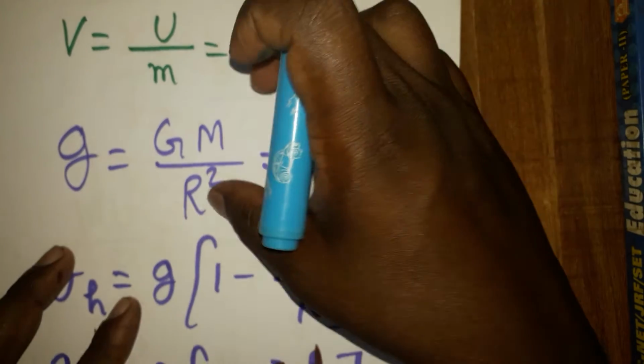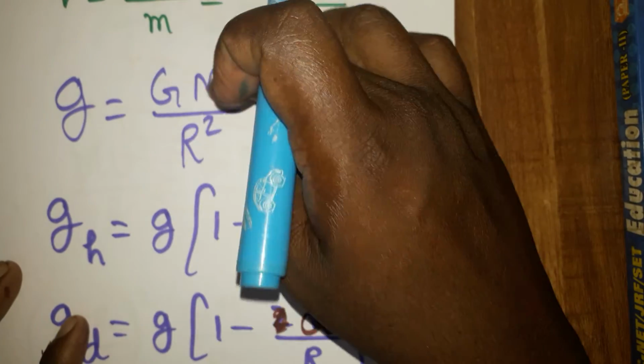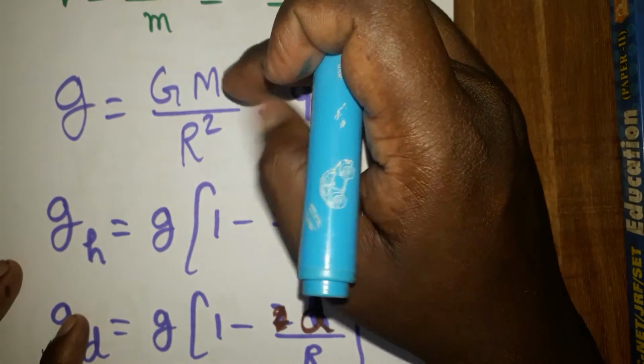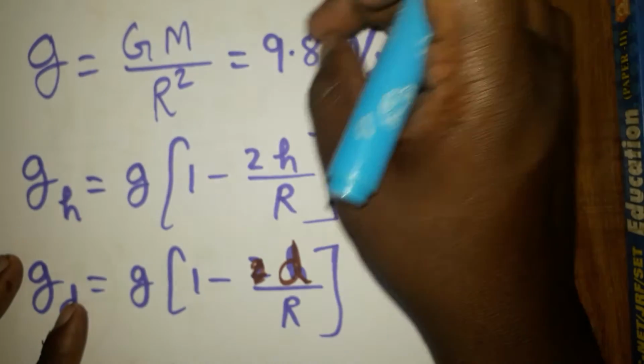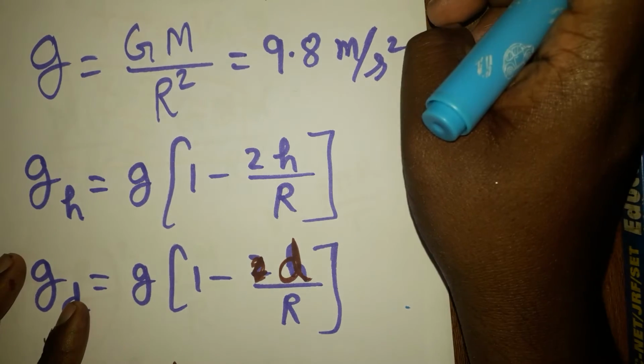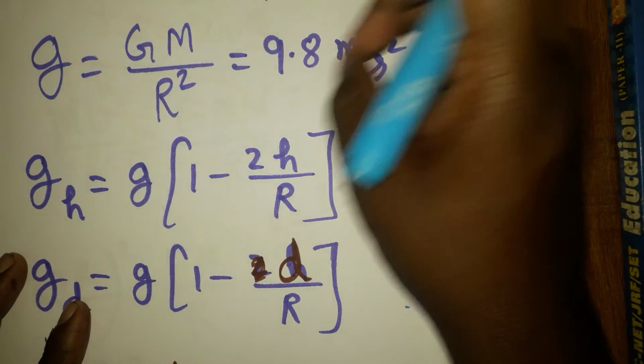This is the gravitational potential formula. The next is the small g formula, G M divided by r square, where capital G is the universal gravitational constant, M is the mass of the earth, and r is the radius. This calculation will give us 9.8 meter per second square. It is the acceleration due to gravity.